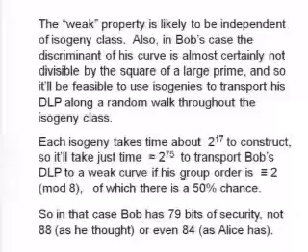And now this weak property is likely to be independent of isogeny class. Now in Bob's case, the discriminant of his curve is almost certainly not divisible by the square of a large prime, and so it'll be feasible to use isogenies to transport his discrete log problem along a random walk through the isogeny class. Now each isogeny in this case, given the current state of these algorithms, takes about 2 to the 17th to construct. So in this case, epsilon is 2 to the negative 58, so it'll take just time about 2 to the 75th to transport Bob's discrete log problem to a weak curve, if his group order is congruent to 2 mod 8. Their results apply only in that case. So maybe Bob's lucky. Was lucky.